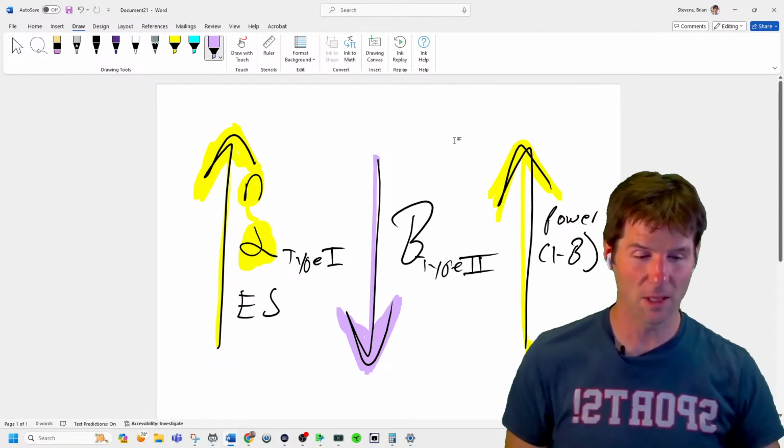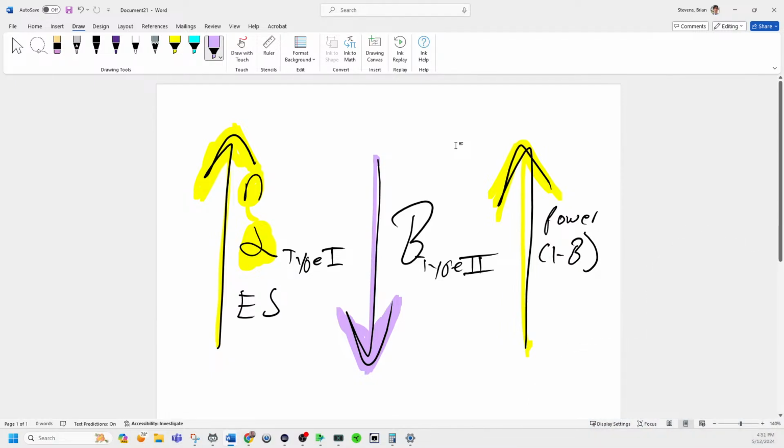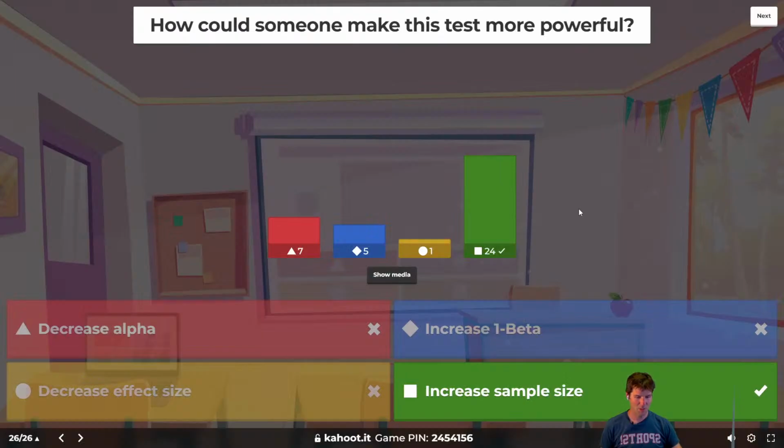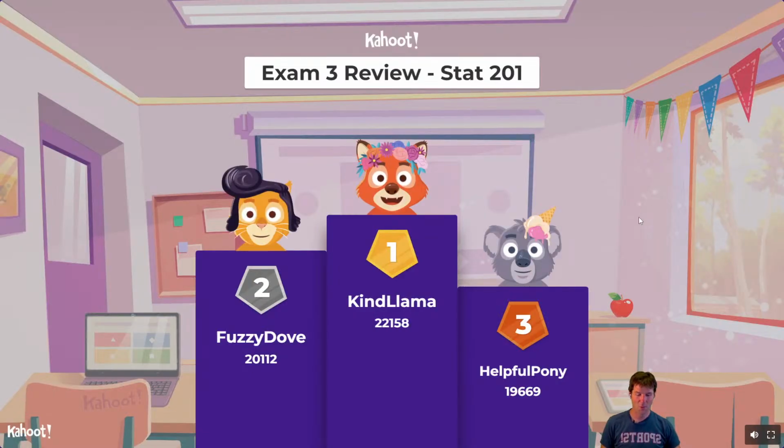So it's time for the leaderboard, and everybody's favorite guest. You know him, you love him. It is going to be, where is he? I'm back. I'm Tiny Brian. I said there'd be special guests. Leaderboard time. We've got Kind Llama in the lead. We've got Fuzzy Dove and Helpful Pony. Make sure to email Brian. What's going on?